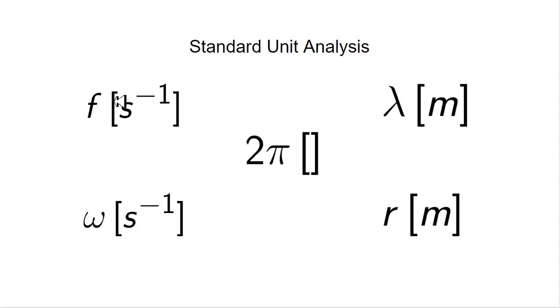So the units of frequency and angular frequency are the same in standard unit analysis. The units of wavelength and the circumference of the circle and the radius are also the same in standard unit analysis, and the value 2 pi is unitless in standard unit analysis.